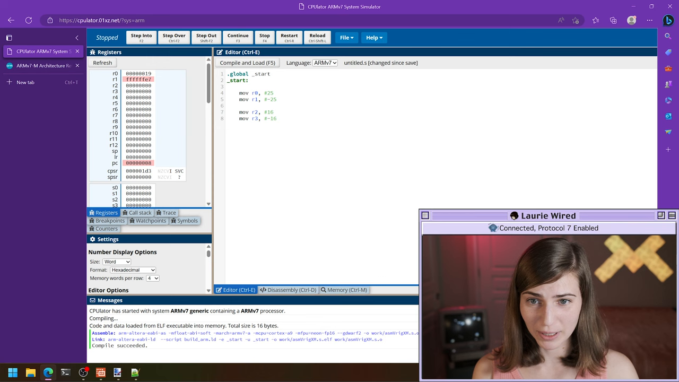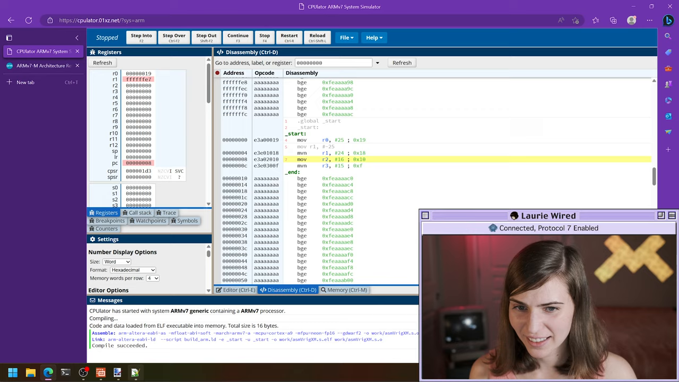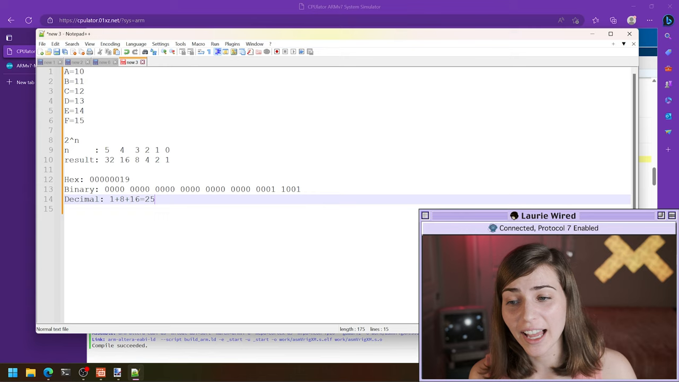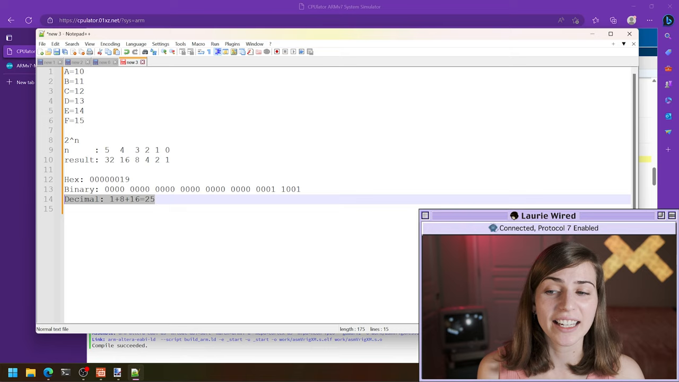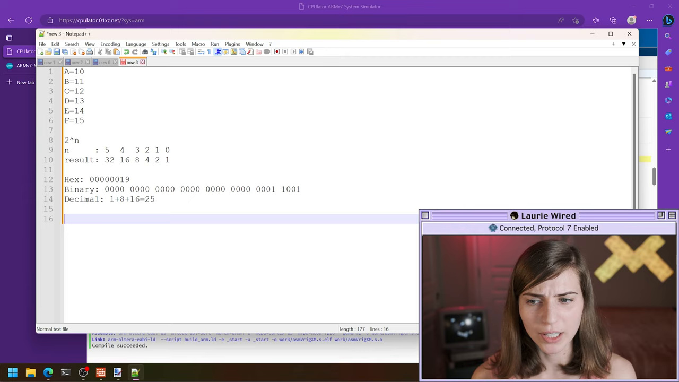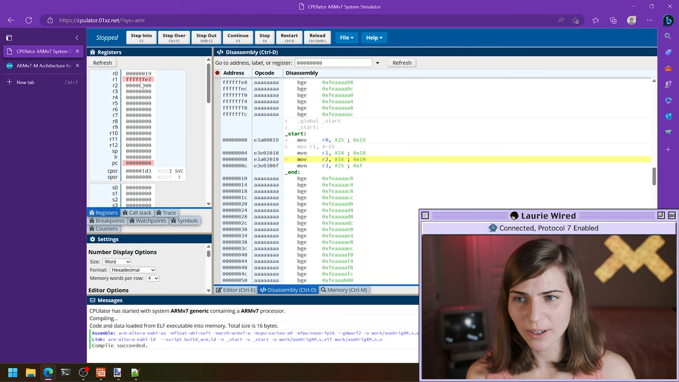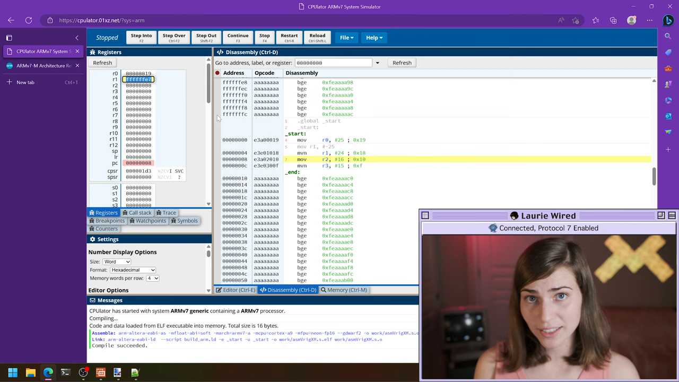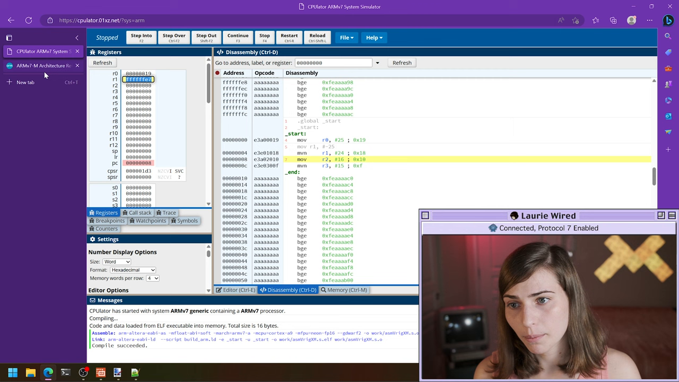Okay, let's go back. So if you look at this, that's how we can represent the number 25 in hex, then convert it to binary, and then look at it again in decimal. But now, what if we wanted to represent the number negative 25? If we go back to our CPU later, you can see we've got all of these weird Fs right here. That's because this number is actually represented in 2's complement format. So I'm going to take this number and we're going to convert it over to binary and then decimal.